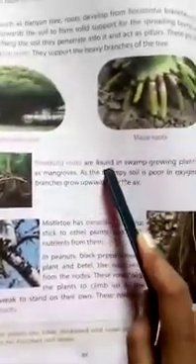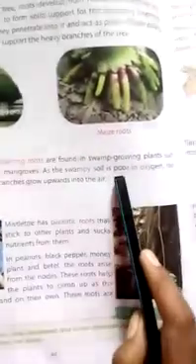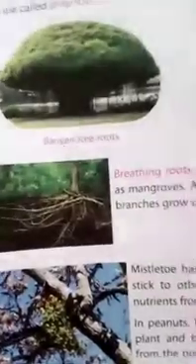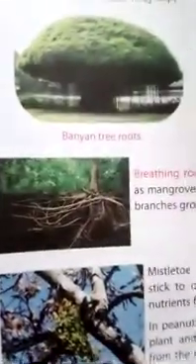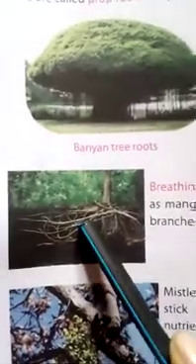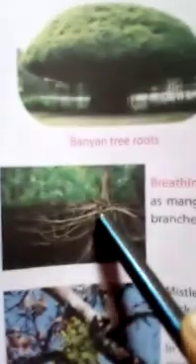Breathing roots are found in swamp-growing plants such as mangrove. As the swampy soil is poor in oxygen, root branches grow upward into the air. Means the breathing roots are not growing down in the earth, because they are taking air from the environment. They can't take air from down below, that's why they are growing upper side.